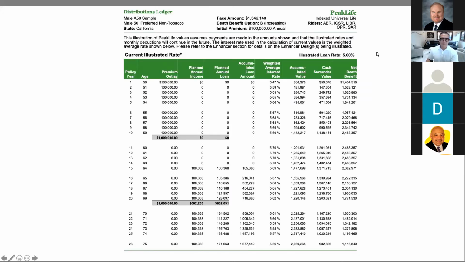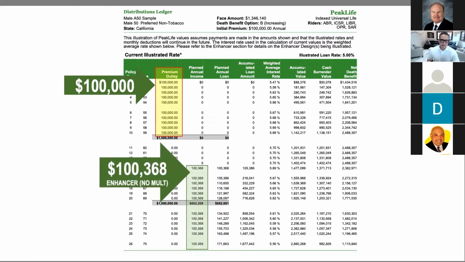So if we look at the standard carrier illustration here, we've got $100,000 in annual premium going into this policy on a 10-pay. Again, very vanilla. And when we start to draw income down, it shows an income drawdown of $100,368 per year, starting in policy year 15, and that continues all the way through.